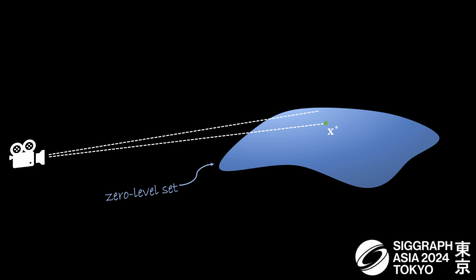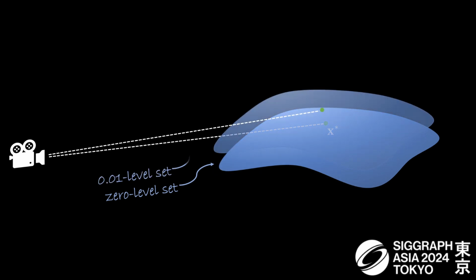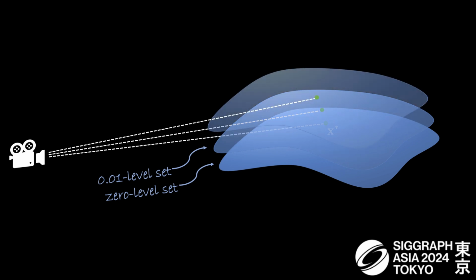To dive deeper into our method, here again we have an exact silhouette point x star. And if we choose to represent our surface as the zero level set of some signed distance function, then for rays that come really close to the surface but essentially miss it, there will be a point on the ray that is the silhouette point of some certain level set. For example, here it is the 0.01 level set, or it can also be the 0.02 level set, and so on.